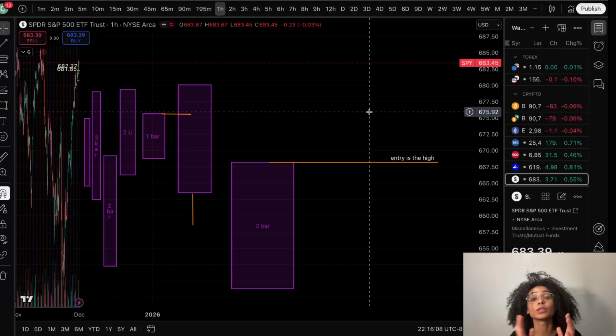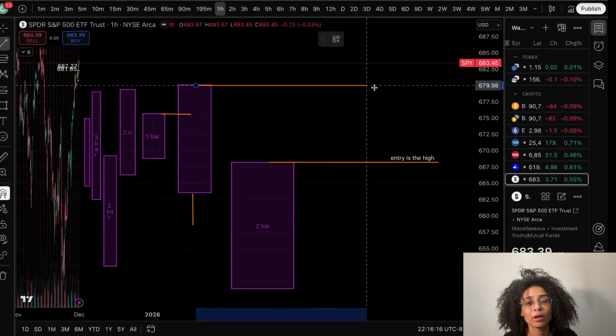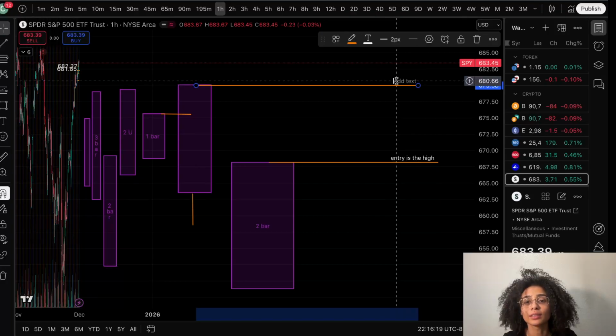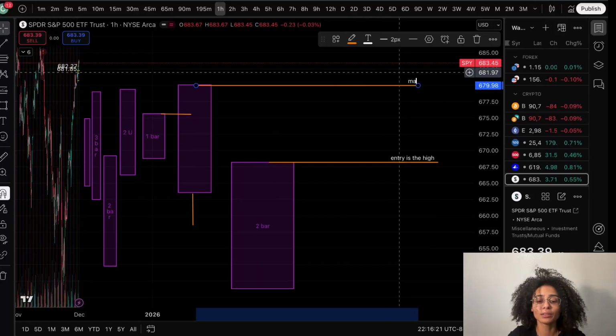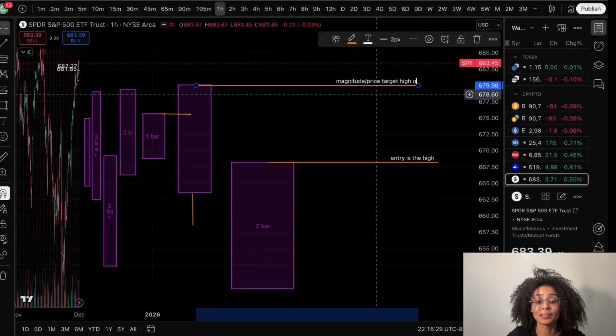And where is my magnitude? Where do I want to see price go? Where do I want to see price reach? Where is my take profit? Where's my PT, price target? It is the high of this bar, the first bar in the sequence. So that is my magnitude, or otherwise price target, or where I take profits. And this is the high of the 3-bar.